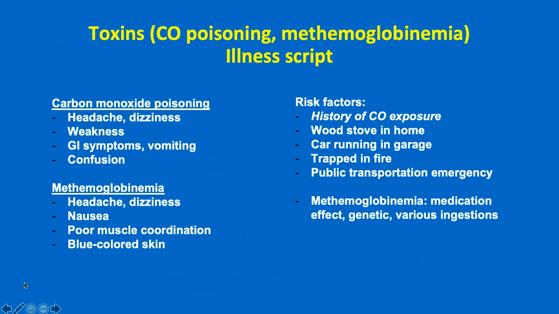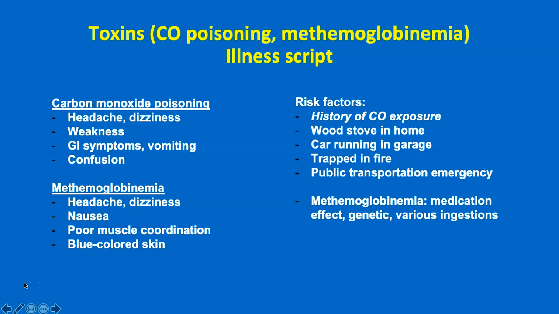The next miscellaneous cause of dyspnea is toxins. We'll talk about carbon monoxide and methemoglobinemia. In carbon monoxide poisoning, patients will complain of headache, dizziness, weakness. They may complain of GI symptoms and vomiting, confusion. And in methemoglobinemia, some of those symptoms are similar. You'll also see poor muscle coordination and characteristically blue-colored skin.